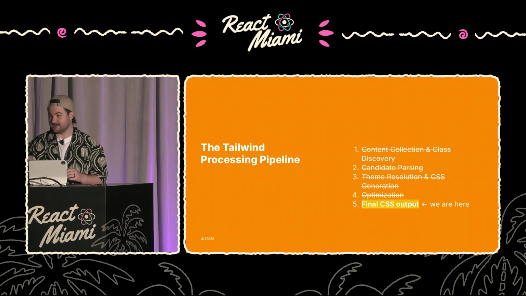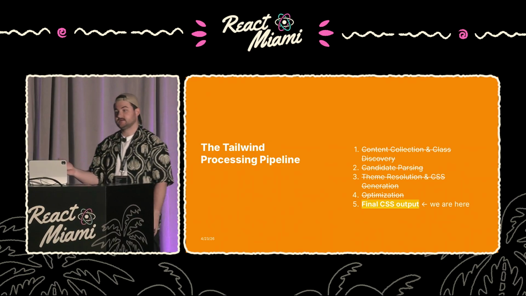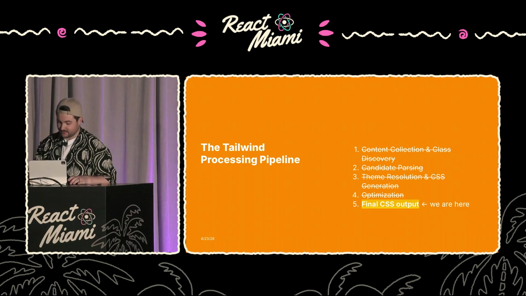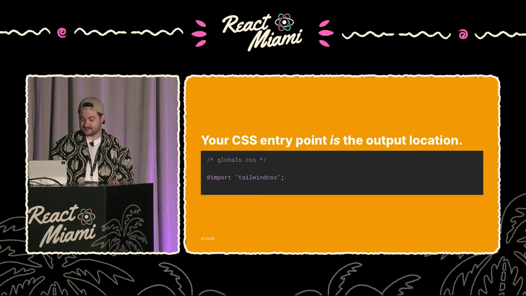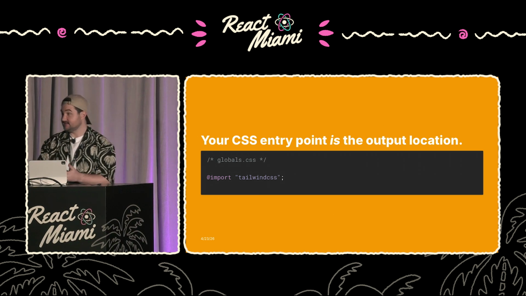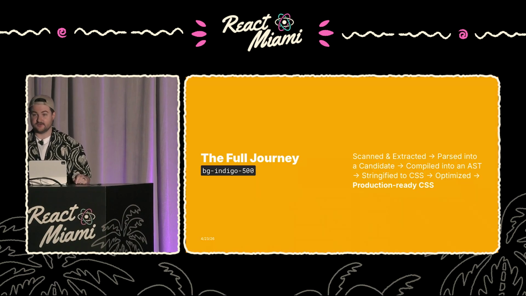But there's one question I think some of you might still be asking, and you're probably like, Braydon, goodness gracious, where does Tailwind put all of this CSS? Where does it live? And we'll answer that as part of the final stage of the processing pipeline. And it's dead simple, because guys, you've all seen this. All of the generated CSS gets inlined right where you import Tailwind in your base CSS file, which means that your CSS entry point is the output location for Tailwind.